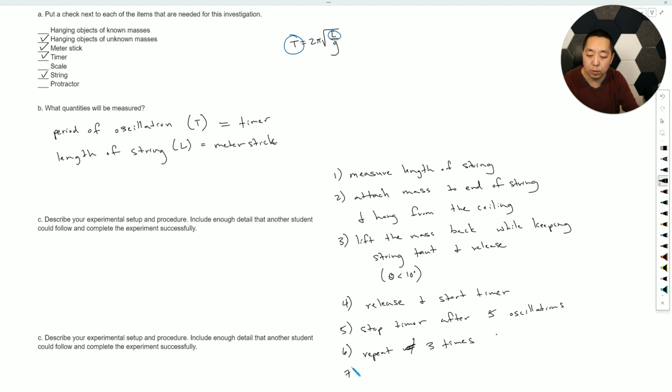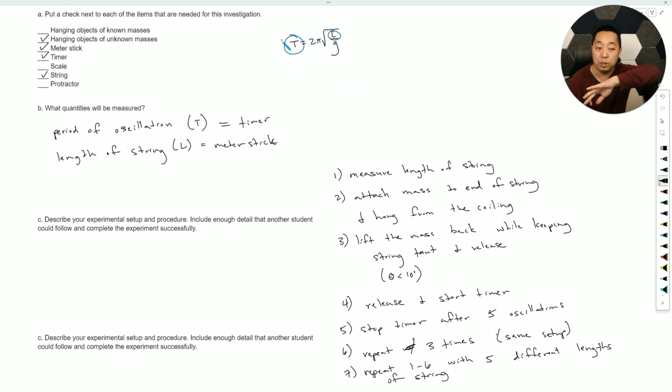And then repeat the entire thing with the same setup. And then repeat steps 1 through 6 with 5 different lengths of string. The reason we want to do that is we want to vary a quantity and see a response so we can plot on a graph and make a straight line.